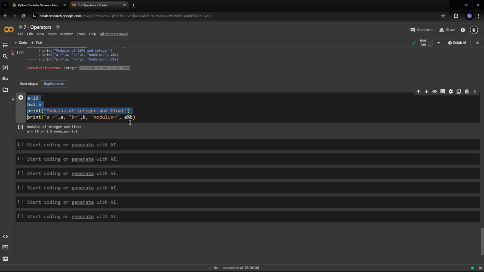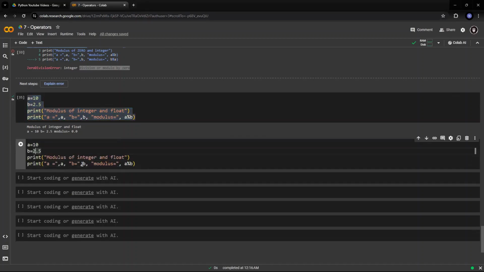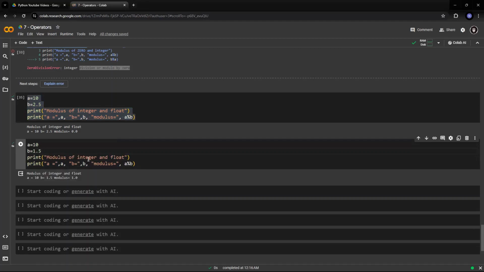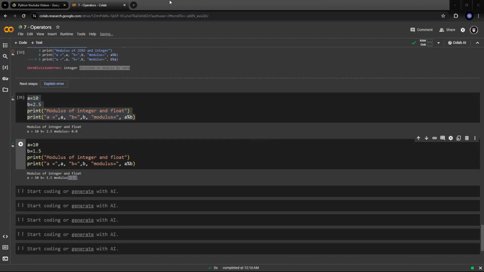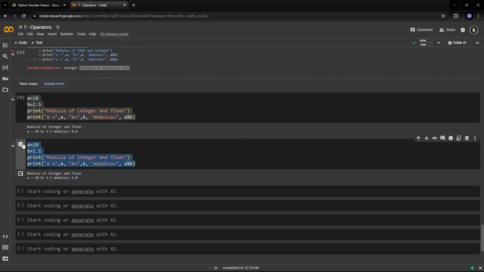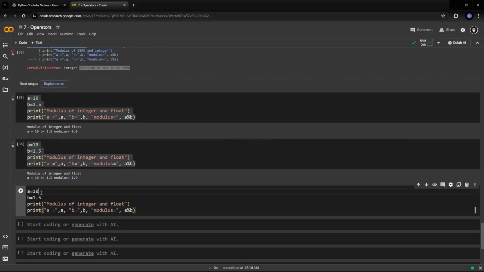Yeah. Let me change a bit more. I make it 1.5, so that we get some decimals as well. No, 1.5 will not fetch you the decimal. What I can have is two floats. Let's see. I had one integer and a float. Let's see if I have a 7.7, any number, modulus of a float and a float. Let's see what happens.